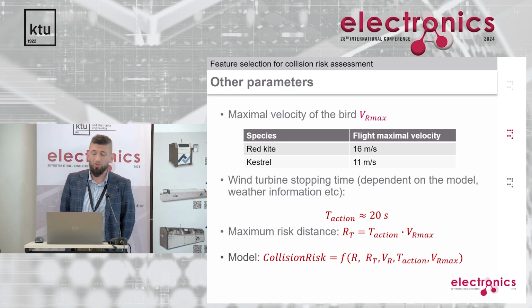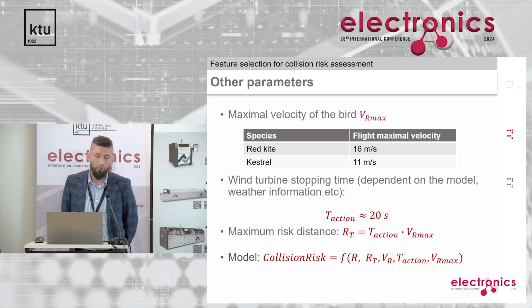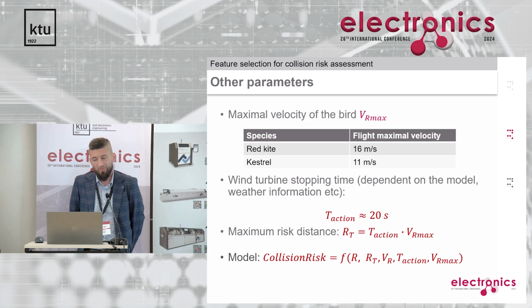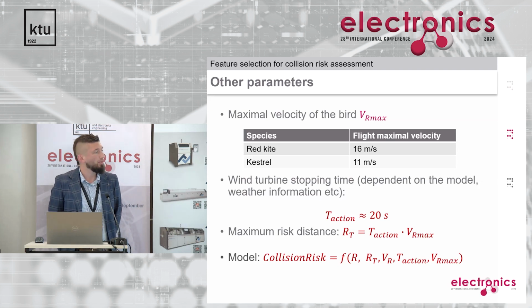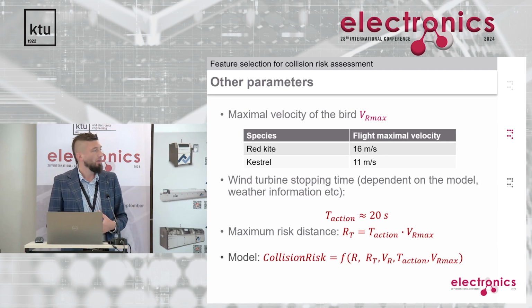On the other hand, we also need to know how quickly we want to stop the wind turbine. And in our case, it was 20 seconds. But not always. It depends on the model and weather information and so on. But it was okay for our research. And of course, if you multiply the VR max and T action, you get a radius, a distance, and it denotes the sphere where we want to model our risk. So within this radius, we want to estimate the risk. Outside R_T, we are not interested. The risk is 0. And what is the collision risk?